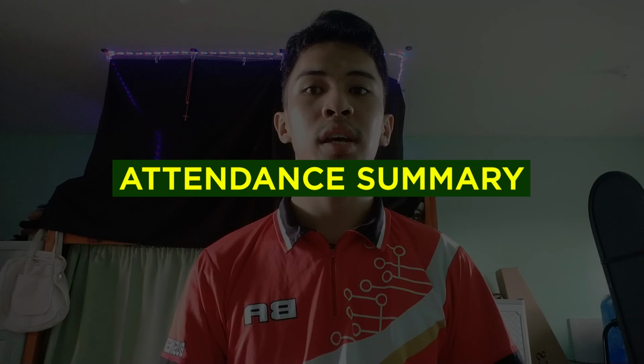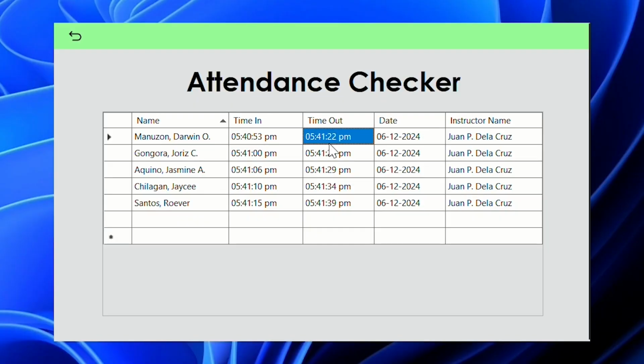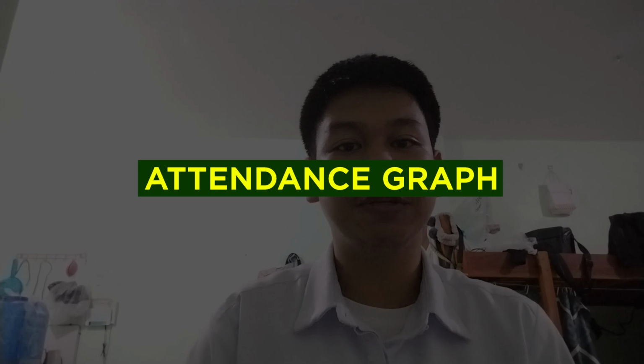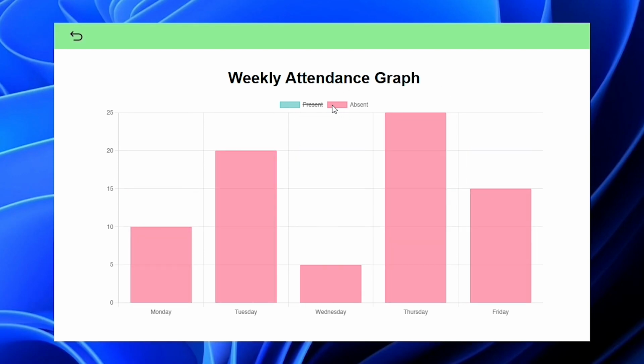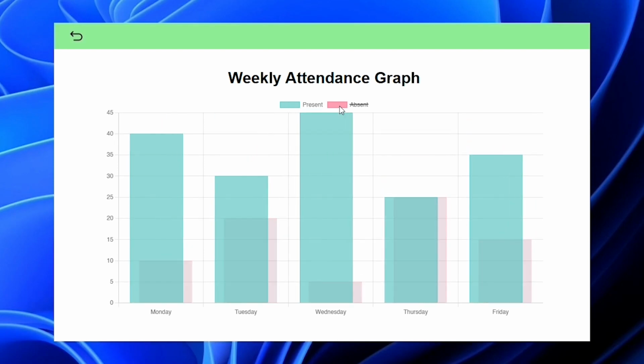The fourth one is the attendance summary section. The purpose of the attendance summary section is that it displays the overall attendance of the students for the current day. The weekly attendance graph visually represents student attendance data for the week using a bar chart. Each bar corresponds to a day, with the bar divided into two segments. Green shows the number of students present that day. Red shows the number of students who are absent.